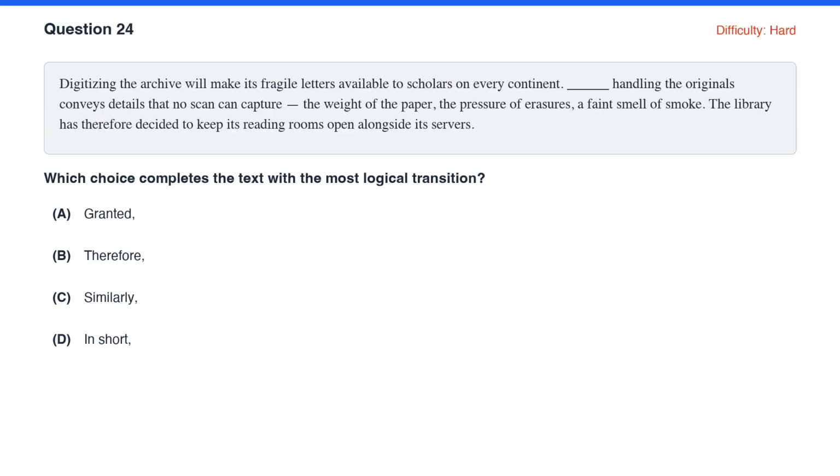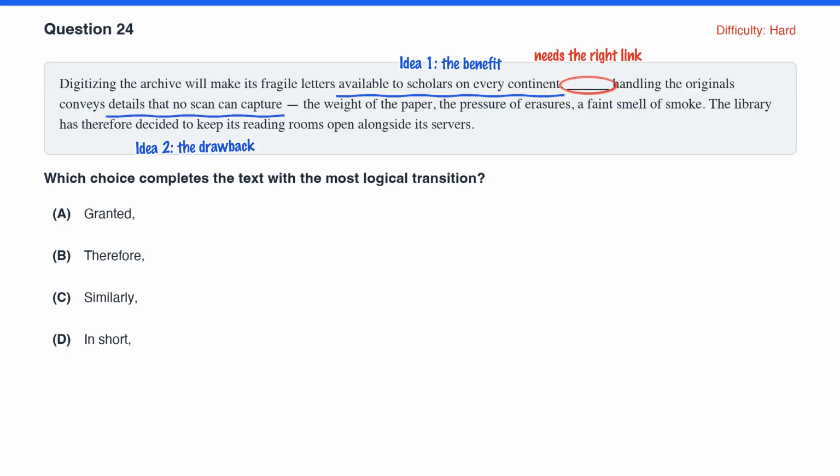Here's a hard transition question. The first sentence praises digitizing the archive. It puts these fragile letters in front of scholars on every continent, but the next sentence pushes back. Handling the originals conveys details that no scan can capture. The blank has to connect a benefit with a drawback that survives it.